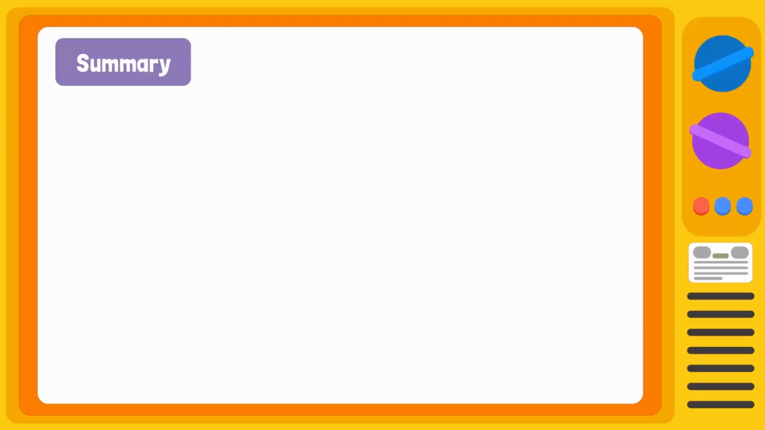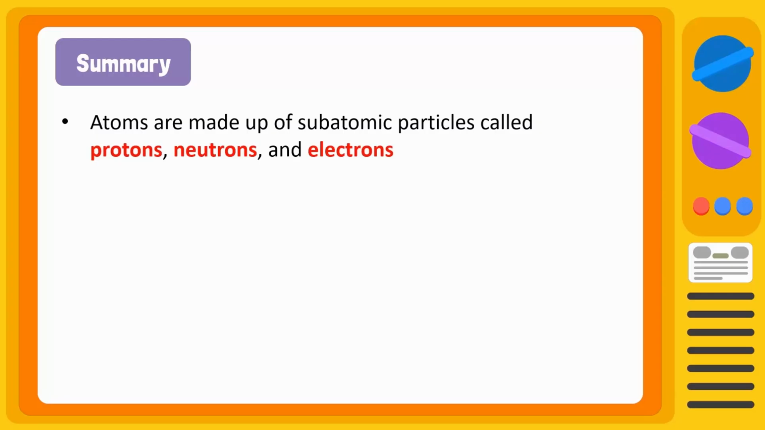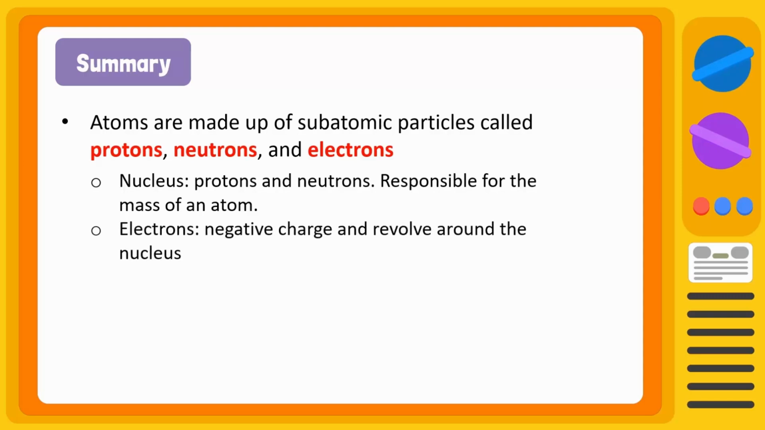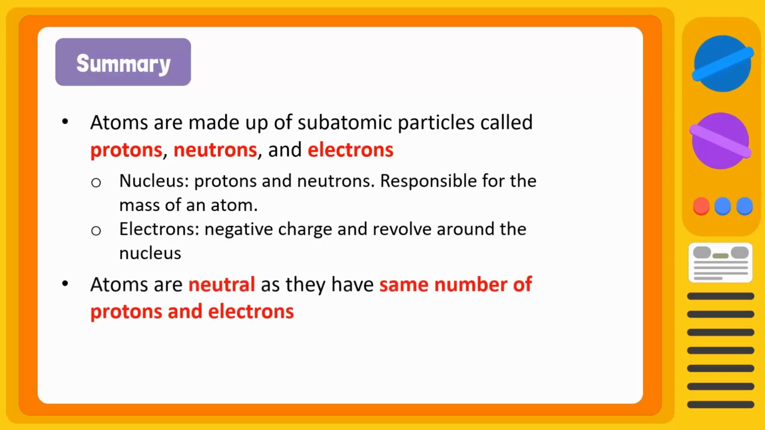In this video, we have learned that atoms are made up of subatomic particles called protons, neutrons, and electrons. The nucleus is made up of protons with positive charge and neutrons with no charge. Together, they determine the mass of an atom. Electrons are negatively charged particles revolving around the nucleus. Atoms are neutral as they have the same number of protons and electrons.